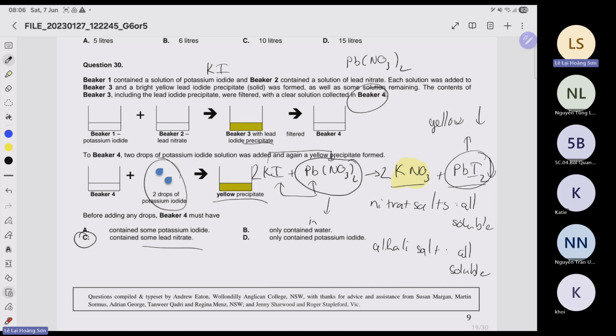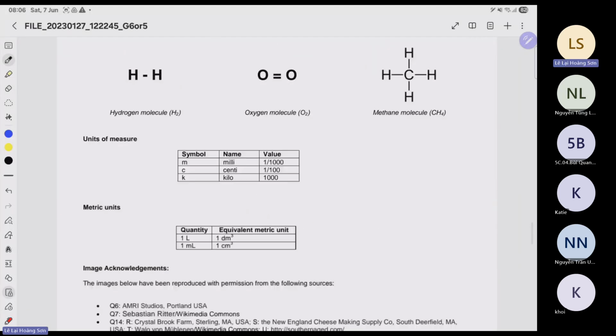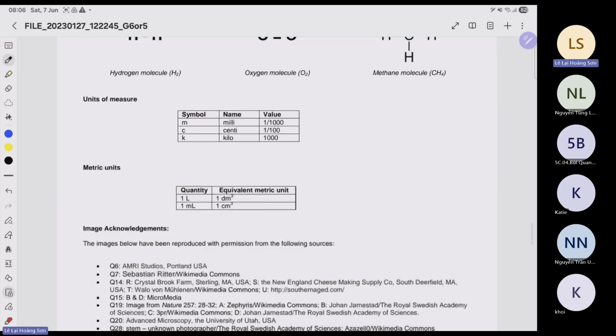All right, I finished the second one. And the last one is question number 18. All right, moving on to 2018, guys.